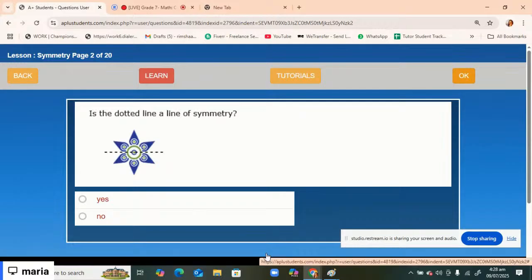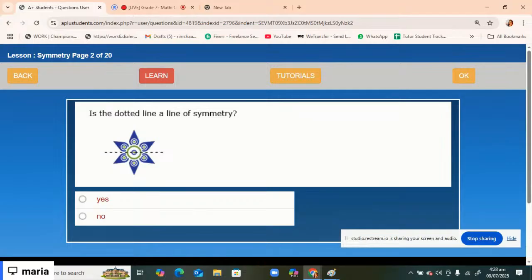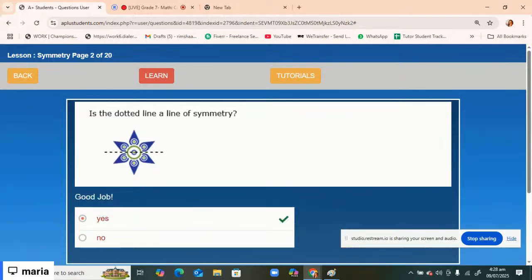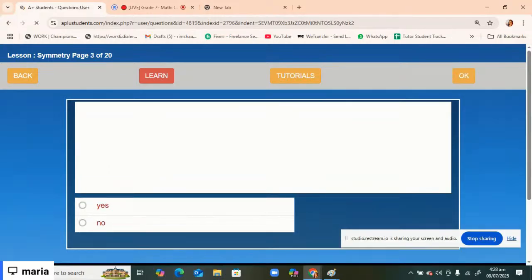So is the dotted line a line of symmetry? Yes, because the shape is divided into two identical parts, so we can say yes. Is the dotted line a line of symmetry? Is this hand shape divided into two equal parts? No, it's not, so we can say no.